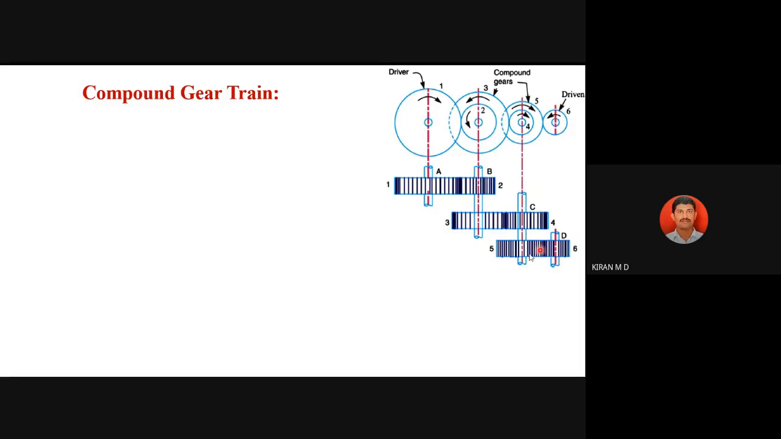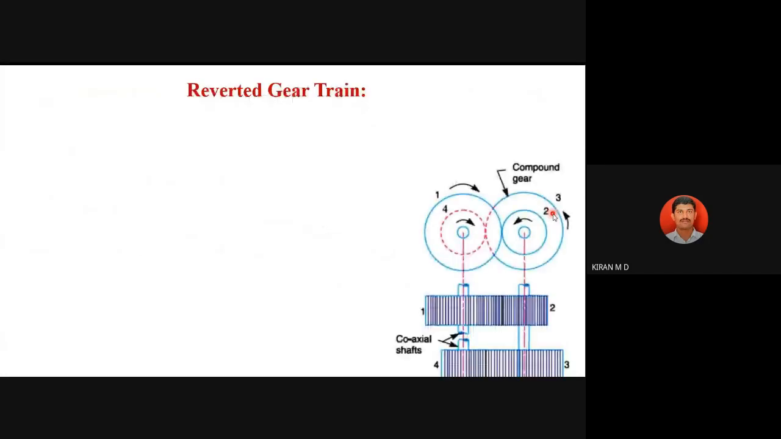Okay? Now it is 6 gears, it will come to here. So this is the driving shaft and this is the driven shaft. When it is transmitting the power, we are using intermediate gears and the intermediate shaft. But when it comes to the reverted gear train, what will happen? I took the example of a watch. One needle is rotating, the second needle will rotate 1 revolution per minute. The minute needle will rotate 1 revolution per hour, and the hour needle will rotate 1 revolution per 12 hours. Correct?